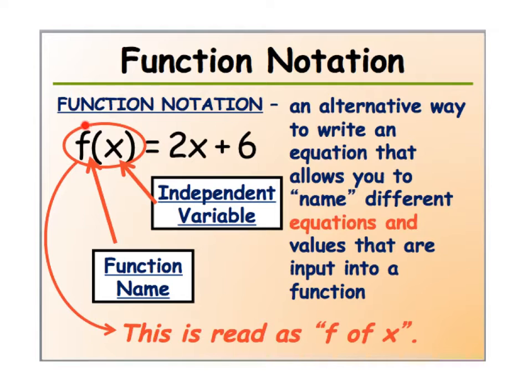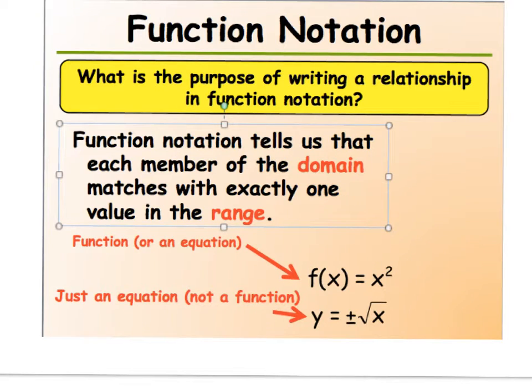Many times this is named with a different variable. We see g's and h's a lot. So it is just this, where we're used to seeing a y in function notation. It's just a different way to write it. So why do we need a different way? What is the purpose of writing it in function notation?